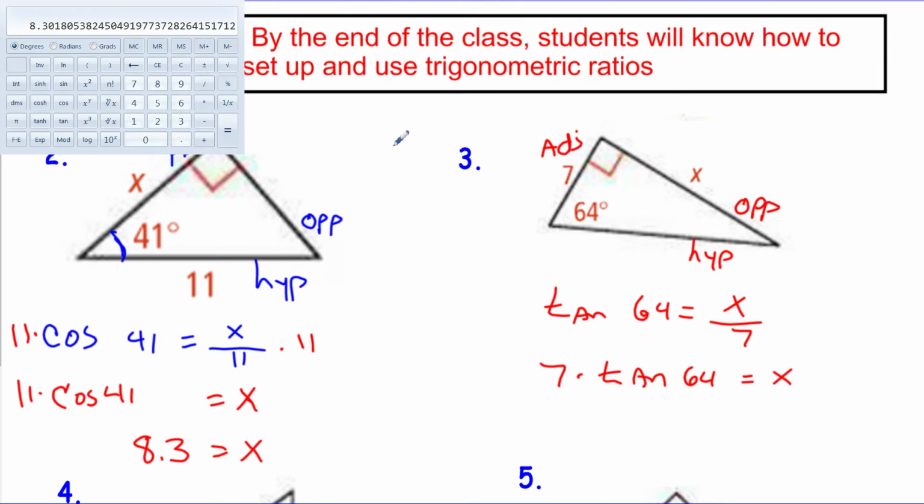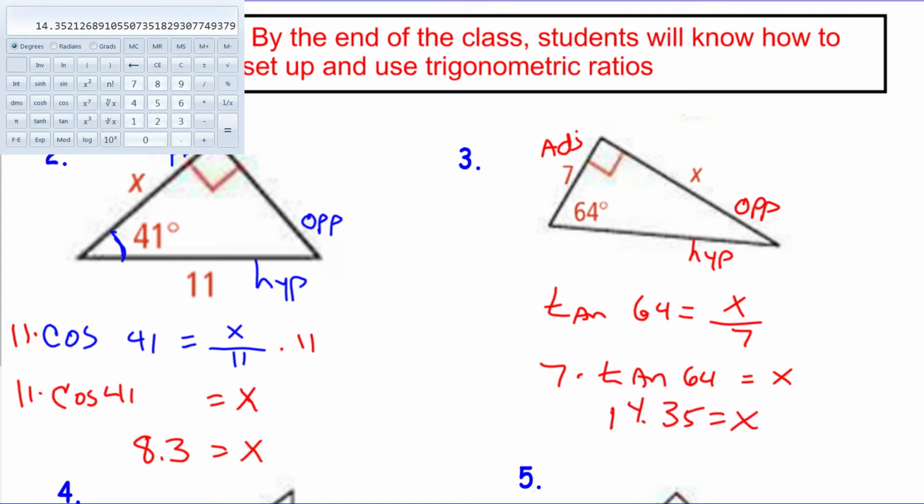So again, go to my calculator, and I'm going to type in the tangent of 64. My calculator requires that I type 64 first. 64 times tangent, times 7, and that equals 14.35. So I'm going to say, in this case, 14.35 is the length of the opposite side.